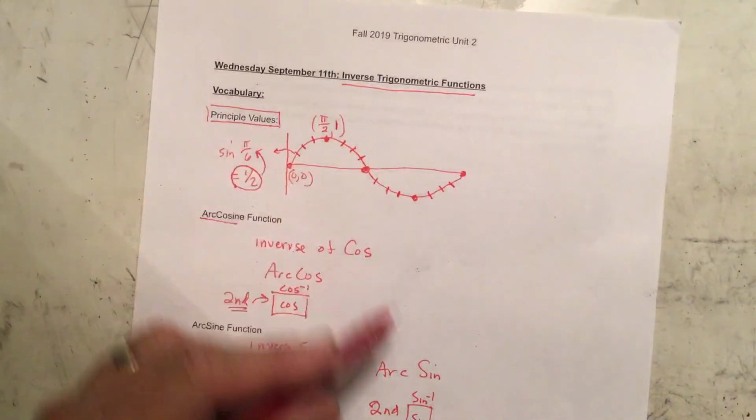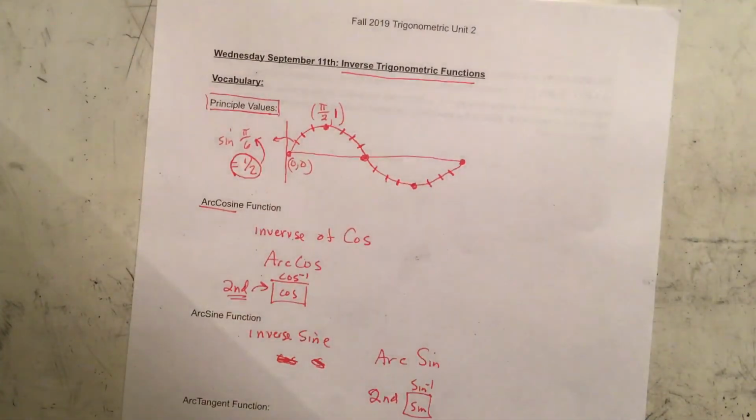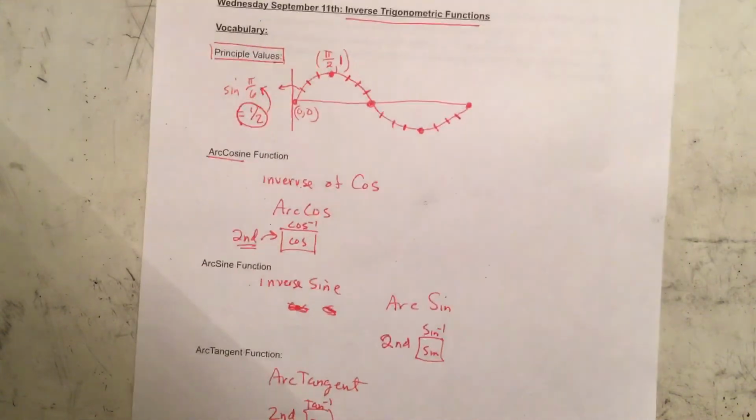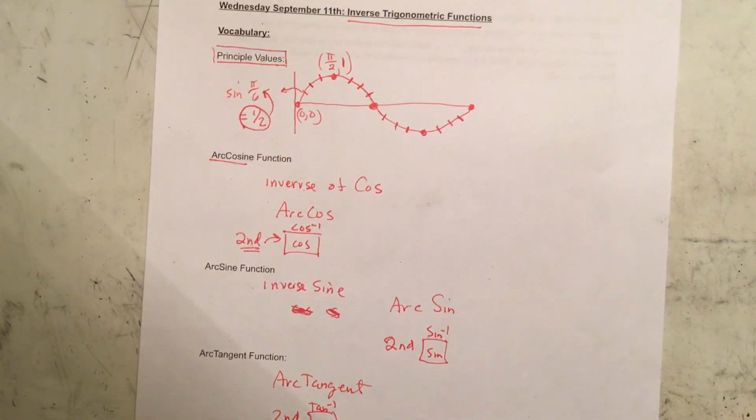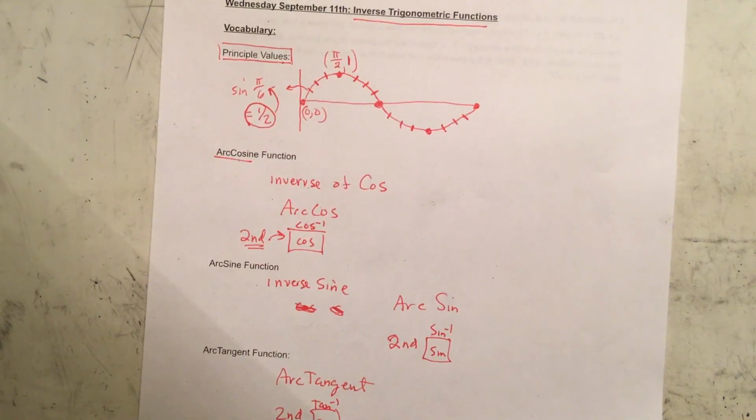So we'll just go ahead and stop here. This is just for the vocabulary of this one. I just realized I need the book for this one, so I'll have to go get the numbers off of that one. So this is just our vocabulary video for inverse trigonometric functions.